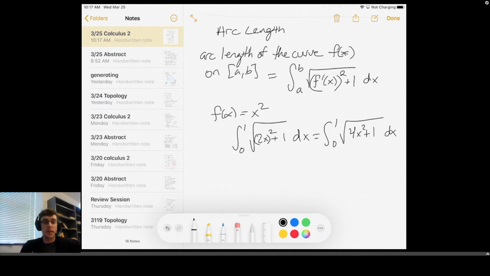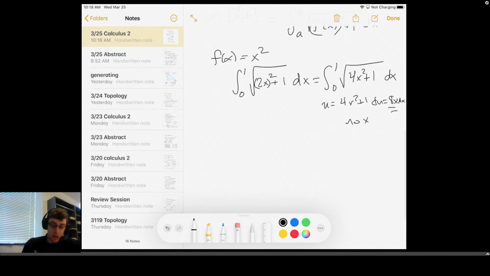There's not an x outside the radical. Exactly, yeah. So you might try u equals 4x squared plus 1 or something, but then your du would be 8x dx, and there is no x. So we can't really do this. So what method can we use? This should look somewhat familiar in here.